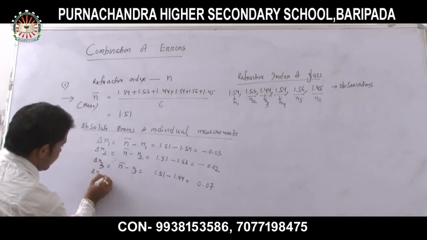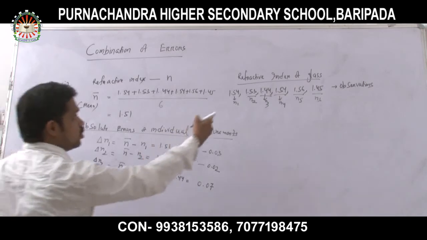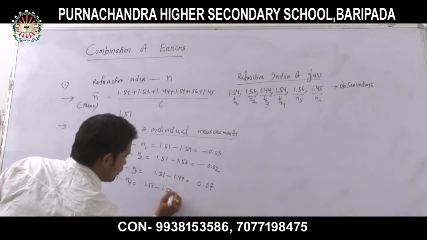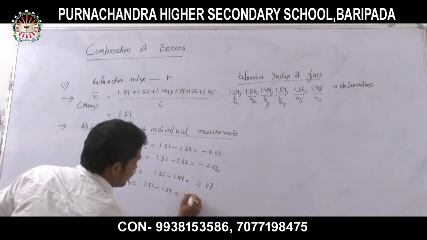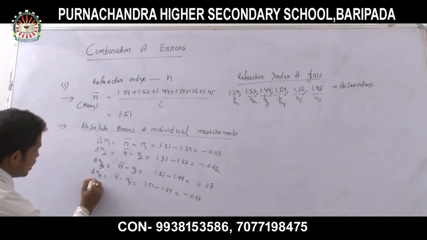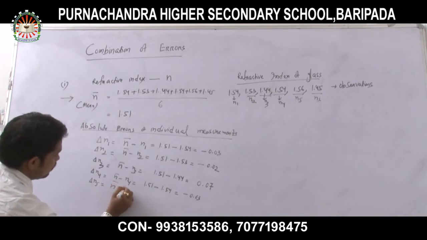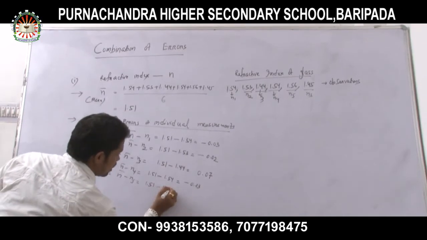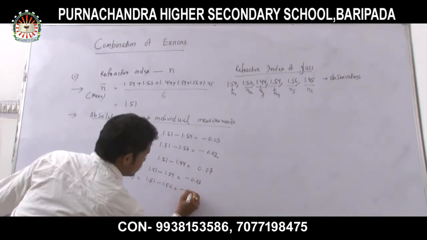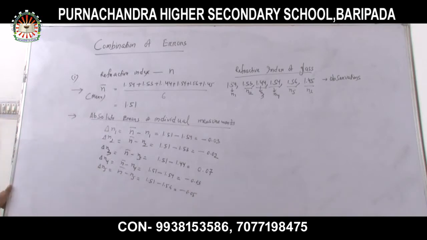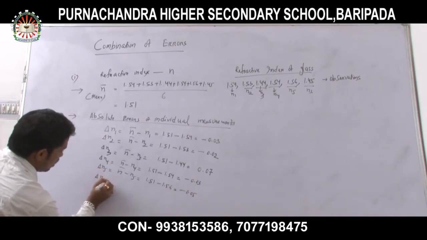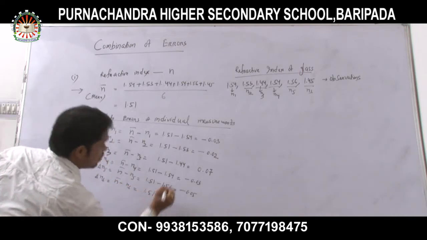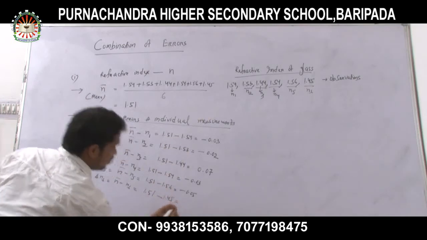Then del n4, n bar minus n4, that is 1.51 minus 1.54, same as before, 0.03. Then del n5, n bar minus n5, that is 1.51 minus 1.56, that is minus 0.05. Clear? And last but not the least, n bar minus n6, that is 1.51 minus 1.45.